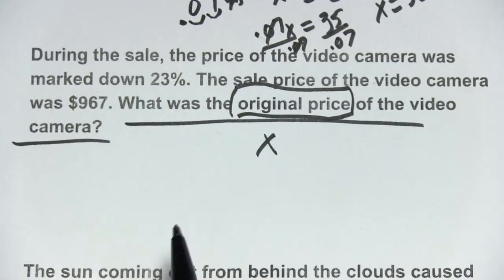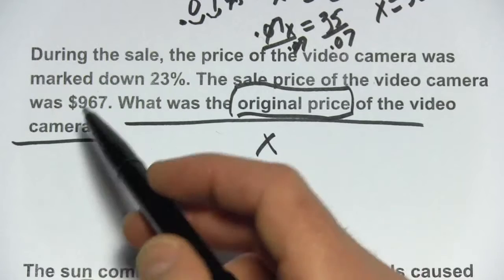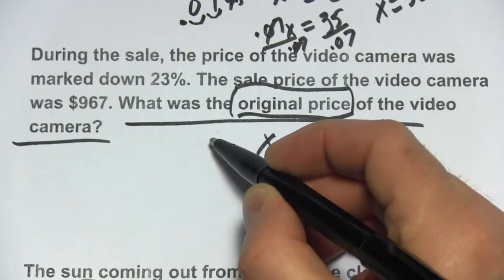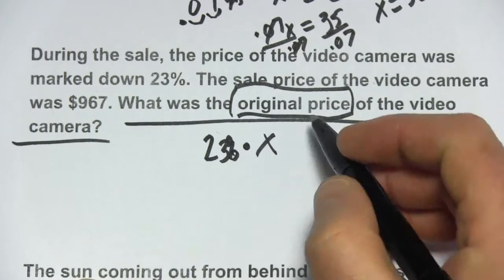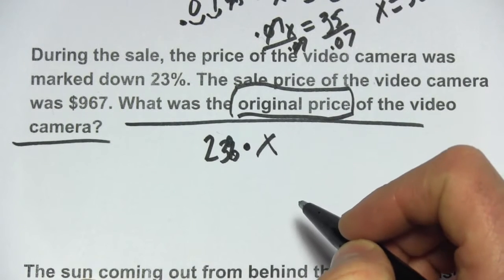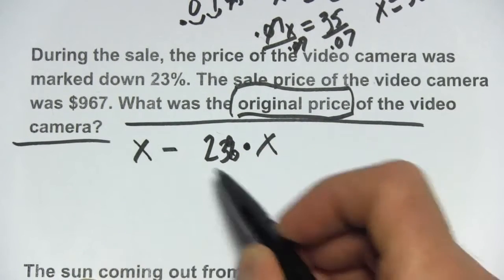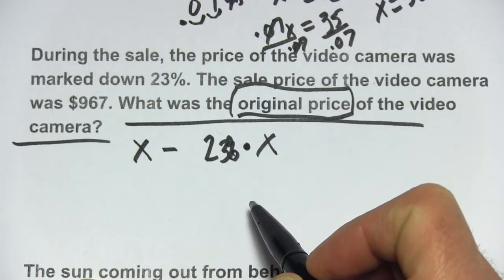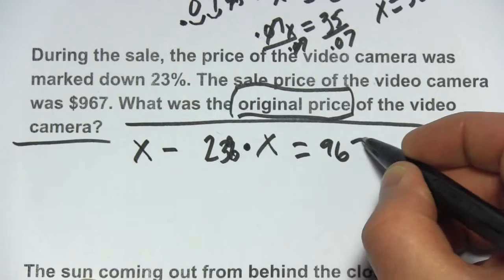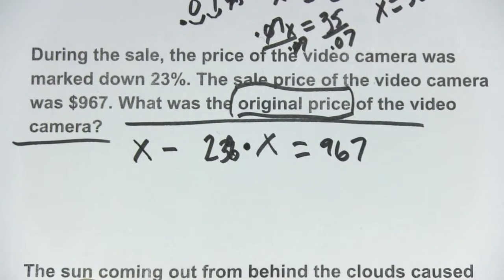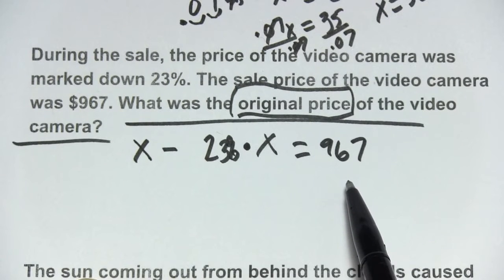How did they get to that sale price? Well, what they did is they took 23% of that original price and subtracted it. So 23% of, which means multiply, the original price is what they took away from the original price. So really it's going to be X, the original price, minus this 23% of the original price. That is going to equal $967. That's a little bit tricky to set up. So the original price minus the discount equals the sale price.